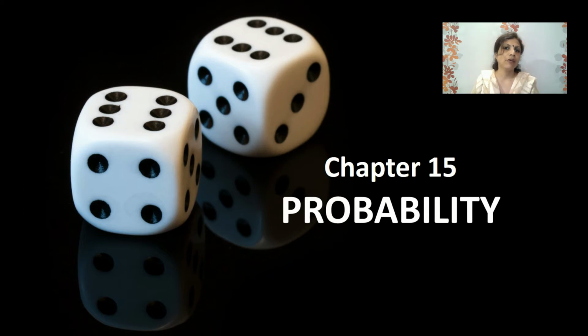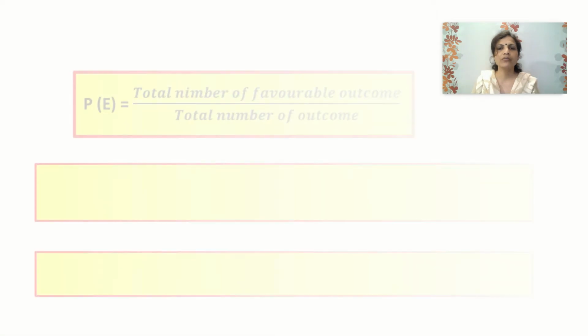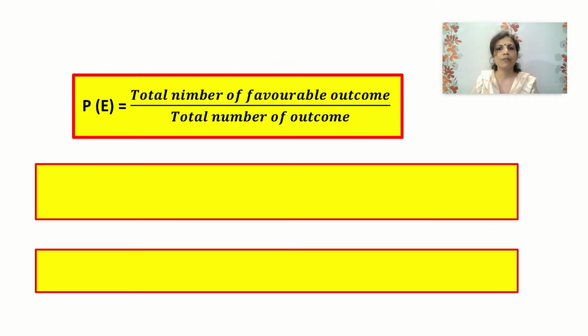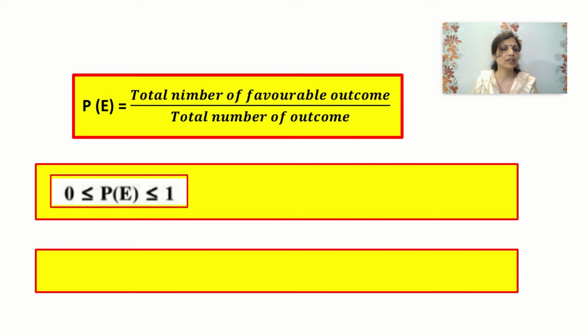First is the formula for finding the probability of an event, which is very important, that probability of an event E is equal to total number of favorable outcomes divided by total number of outcomes. This formula we will be using almost for every example of probability, so it's very important. Other than this, one very important thing, that probability of an event lies between 0 and 1. It is always equal to or greater than 0, and it is always less than or equal to 1.